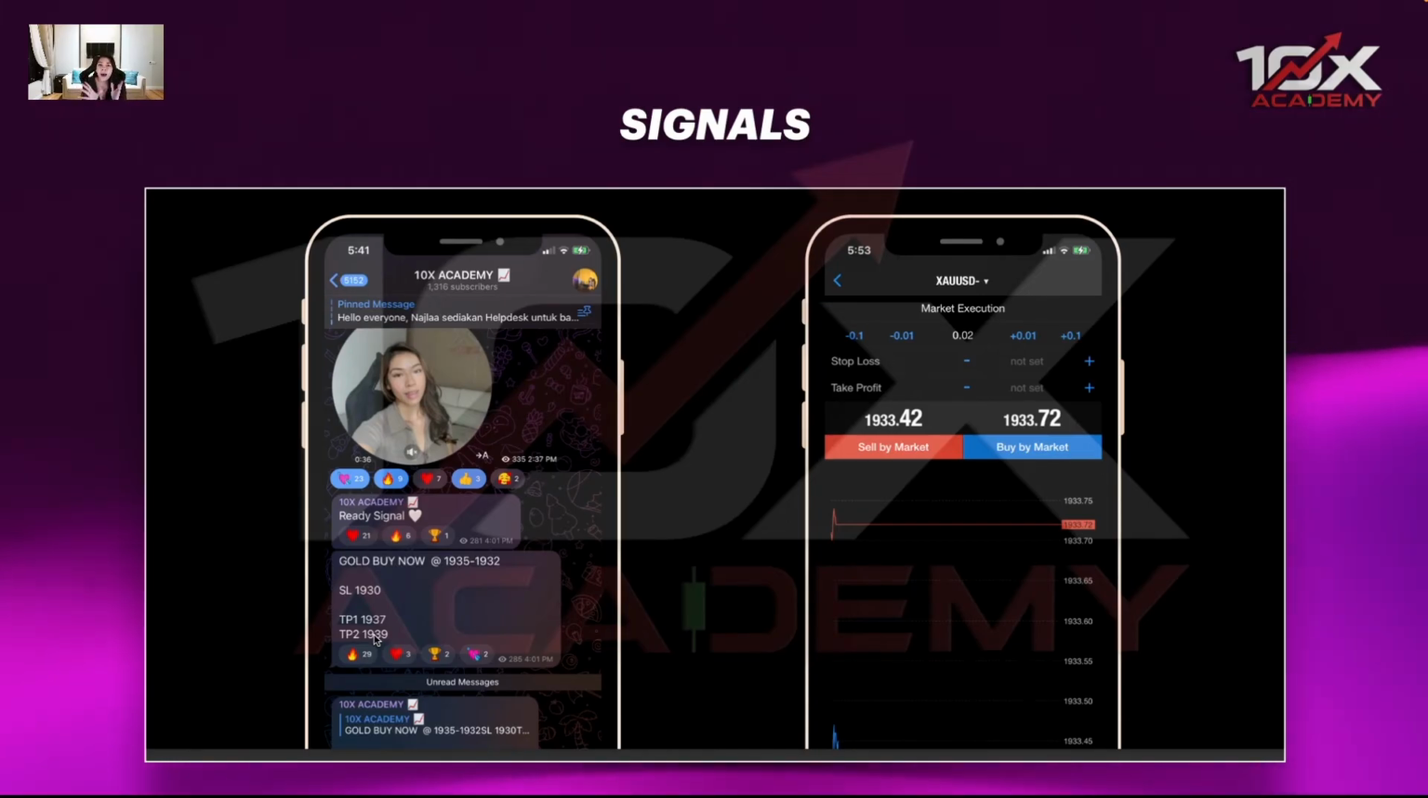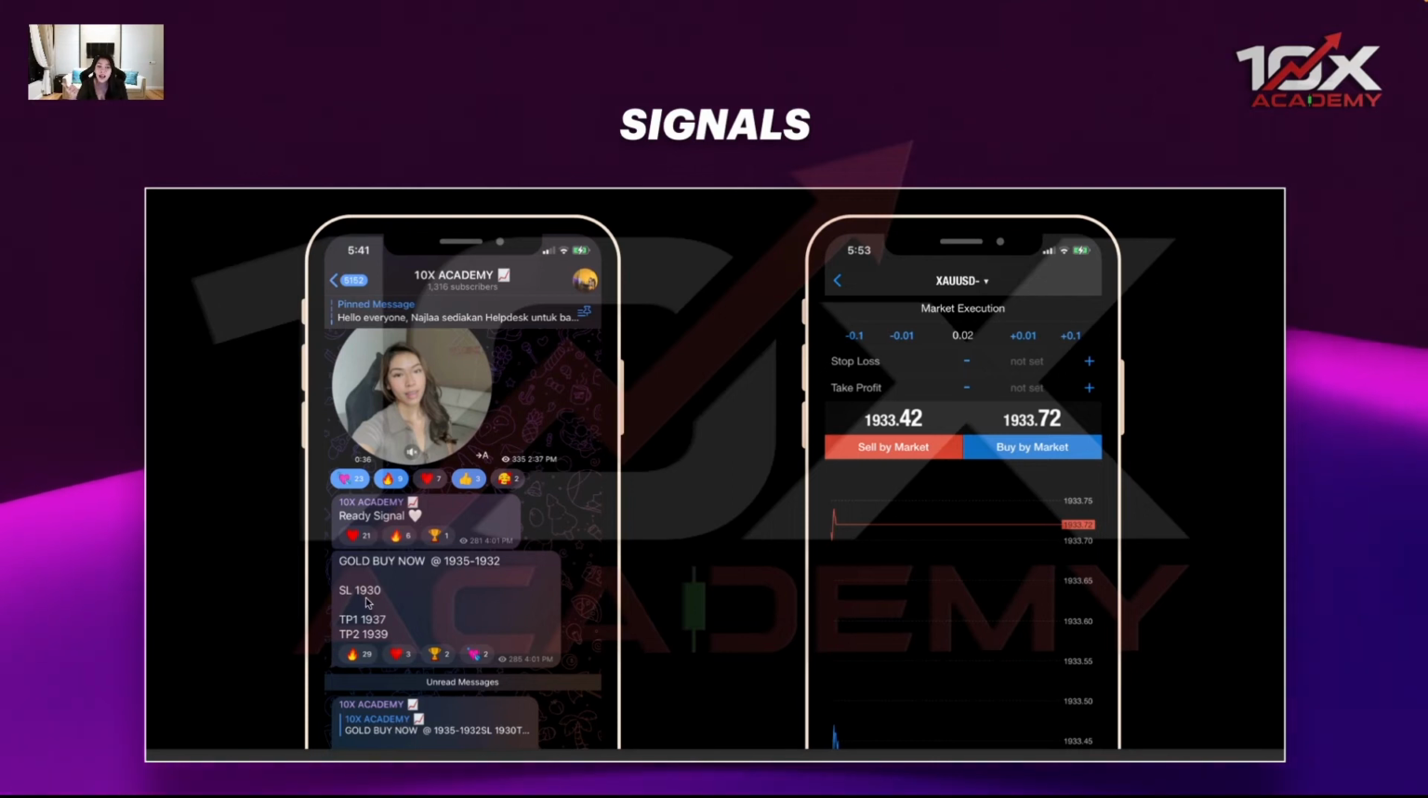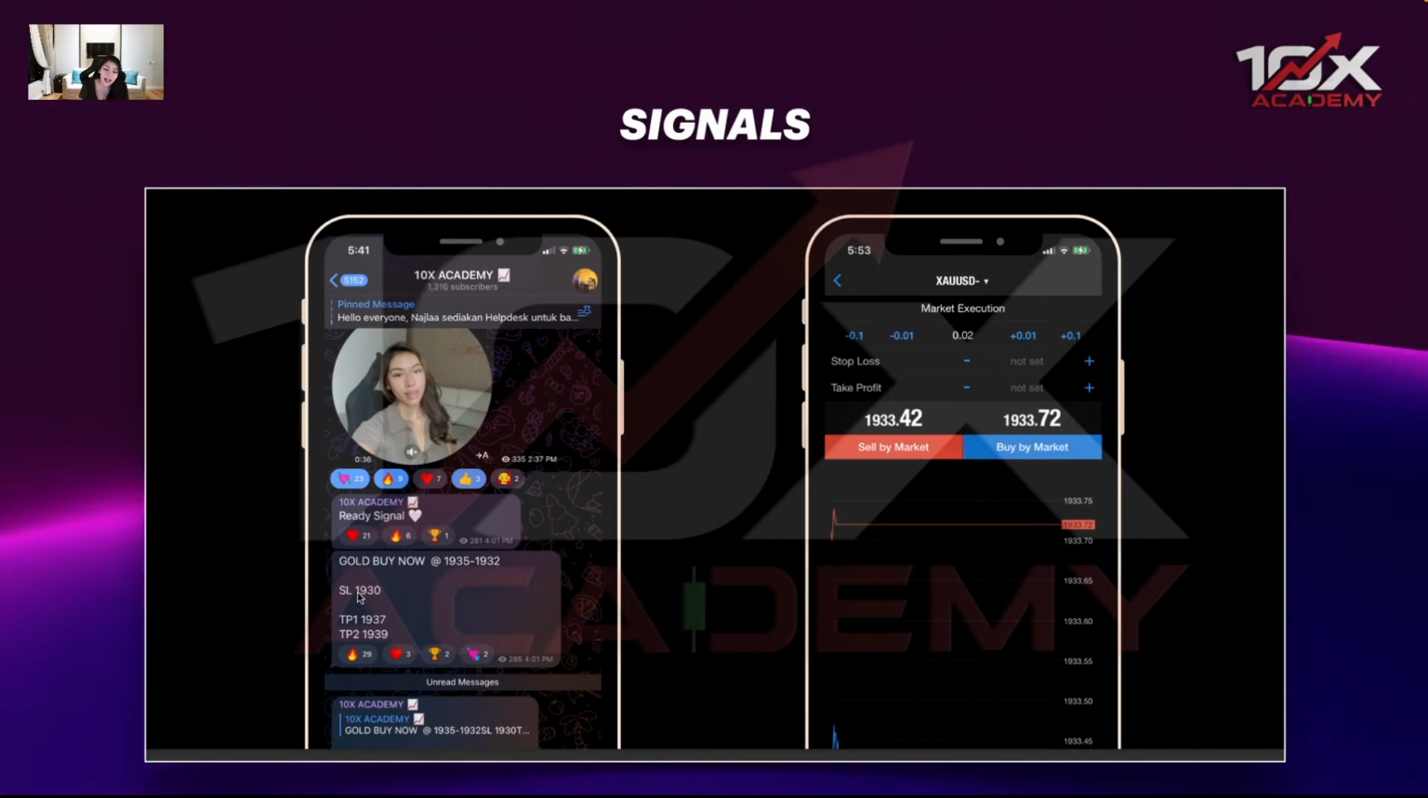So just remember, for buy: lowest entry, hold. Highest entry, collect at TP1. Running 20 pips, the highest entry you can collect already. Running 35 pips, collect half. Learn to collect half so you can grow your account and enjoy your profits. I've already explained to you where our SL is, where our take profit is, where our TP2 is.